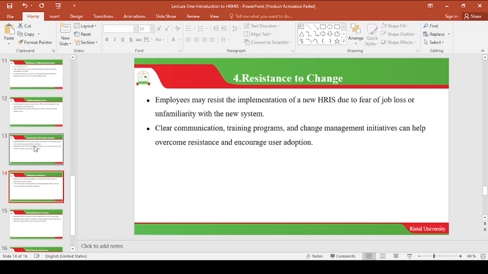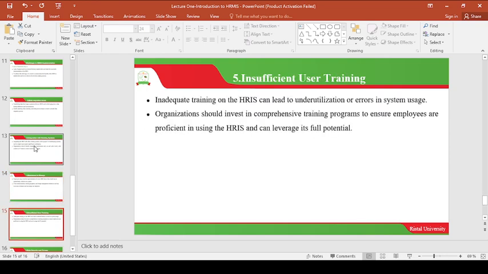So the solution is you need to clearly communicate the training programs and change management initiatives, which can help overcome resistance and encourage user adoption. So basically, these are some of the things you need to do regarding the resistance to change challenge.